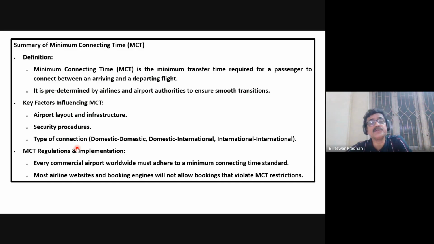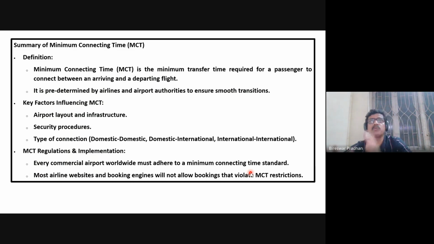What type of connection is it: domestic to domestic, international to international, or domestic to international? The three options are there. And MCT regulation implementation: every commercial airport worldwide must adhere to minimum connecting time standards. There should be a minimum connecting time.